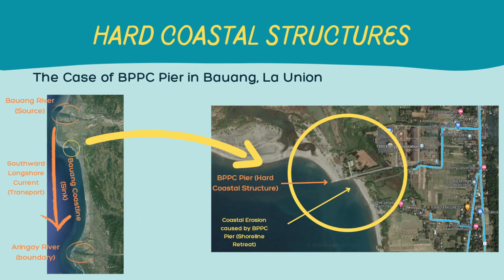Here we can see coastal erosion caused by a hard coastal structure in Bawang, La Union. The image on the left is a wider view of a linear beach in Bawang, La Union, bounded by Bawang River to the north and Aringay River to the south. Bawang River serves as the source of sediments which are transported to the Bawang coastline via a southward longshore current. The image on the right shows how a pier owned by the BPPC or Bawang Power Plant Corporation blocks the pathway of longshore currents. This caused the shoreline retreat along the Bawang coastline.